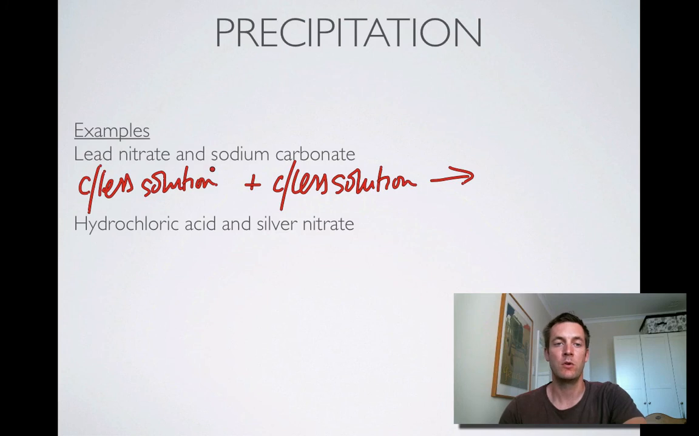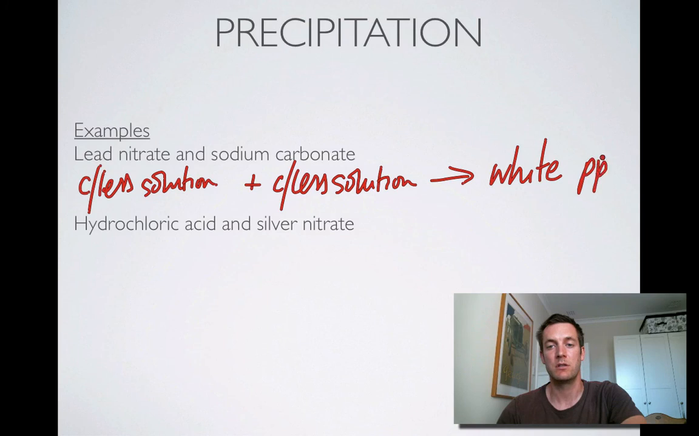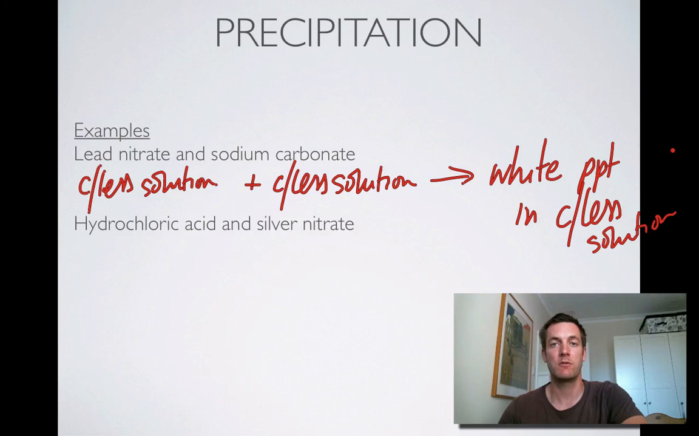What do we form? Well, the lead carbonate forms a precipitate. We can look up the colour of lead and carbonate, and we find they're colourless, so we get a white precipitate. In what? Well, in sodium nitrate solution, which is a colourless solution. All this information is just coming from that table on the data sheet.